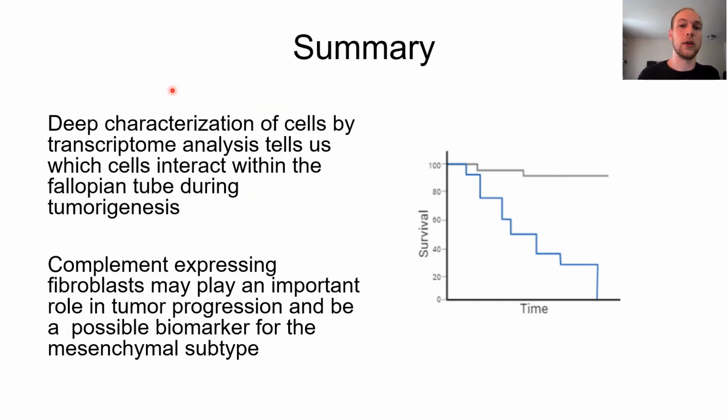So in brief, the work I talked about characterizes non-epithelial cells in a variety of ways. And the ones that I have shown are differential gene expression analysis and cell-to-cell communication. This work has suggested some fibroblasts may have a potential role in the mesenchymal subtype of high-grade serous ovarian cancer, and warrants further investigation of this subset as a biomarker to evaluate prognosis, since the mesenchymal subtype is known to have the worst survival outcome.